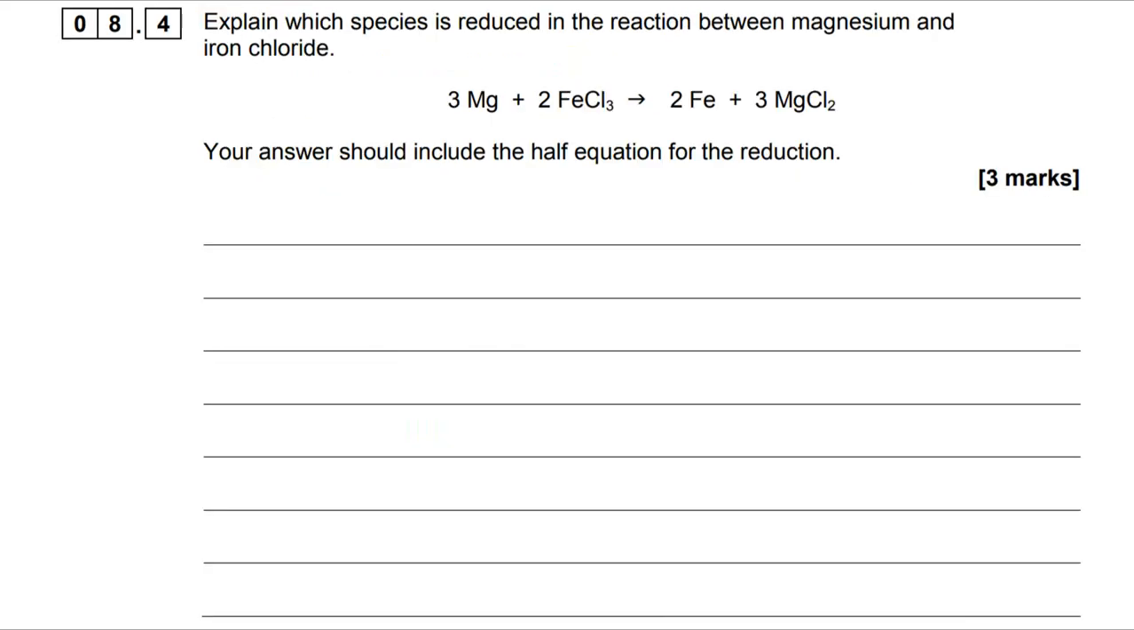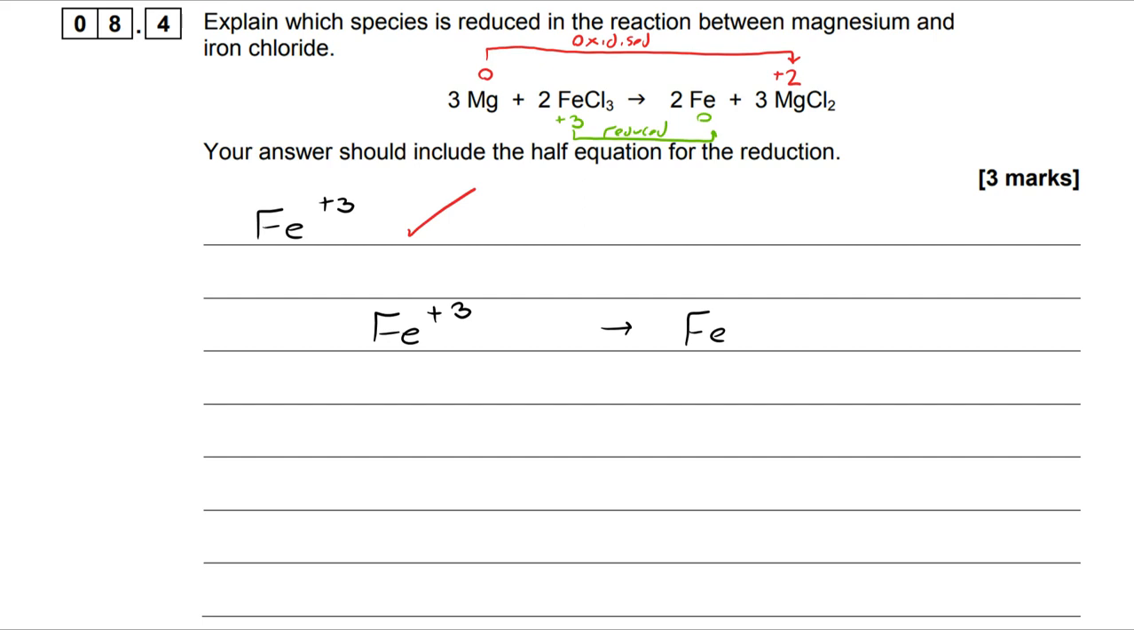On to 8.4, explain which species is reduced in the reaction between magnesium and iron chloride, and you must include the half equation for the reduction. Now if I take a look at the charges, I know that the charge on an element is 0, and I know that magnesium forms ions with a charge of +2. Now if the charge has gone up, that means it has been oxidized. I can also then look at the fact that iron in this case is +3, and it goes to iron 0, so my charge has reduced.